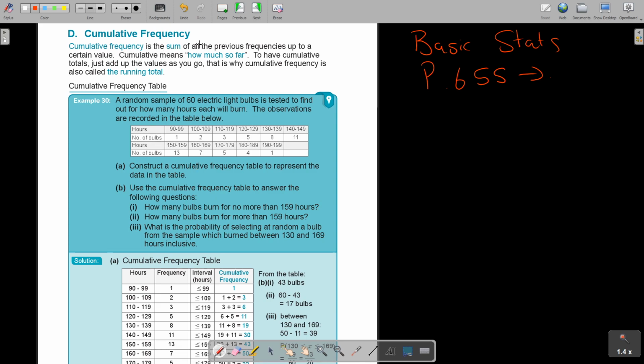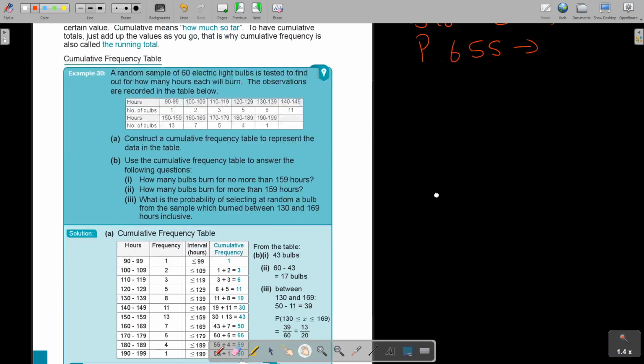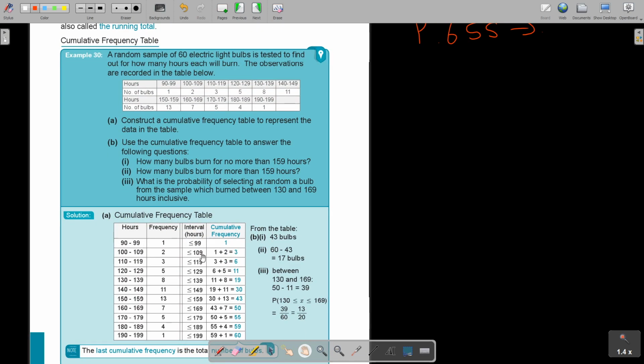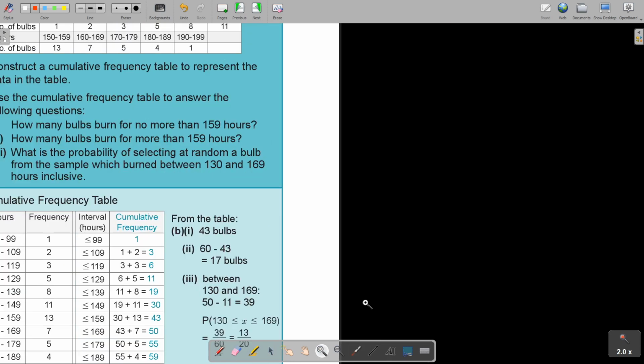Cumulative is the sum of all the previous frequencies, up to a certain value. Cumulative means how much so far. So they will give you a table with all the different values. And then they ask you to construct. Now, always do it like that. I think it's always good to first start. Now, it's a must.